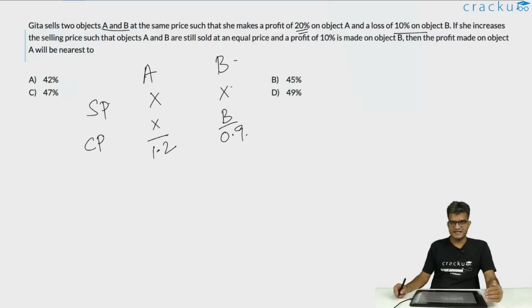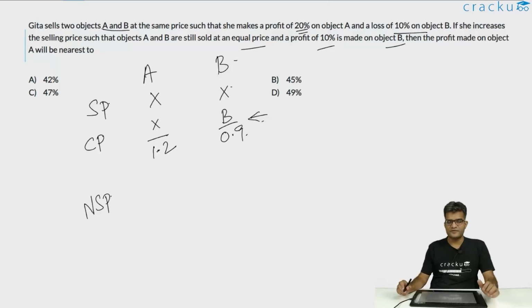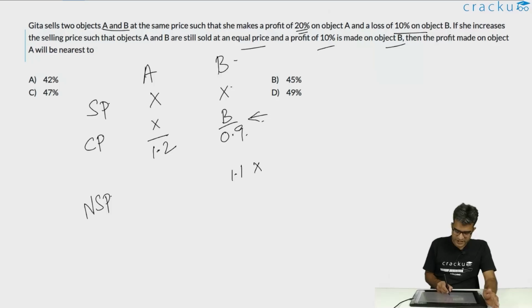Now she increases the selling price of the objects and still sells them at an equal price, such that she makes a profit of 10% on object B. So what is the new selling price of B? This is the cost price, but she's making a 10% profit on this. So it will be 1 plus 10%, which is 1.1 into X divided by 0.9. Because the selling prices are still the same, the new selling price of A also is 1.1x divided by 0.9. This is the cost price of A, this is the new selling price.